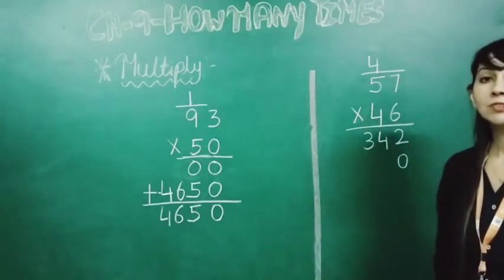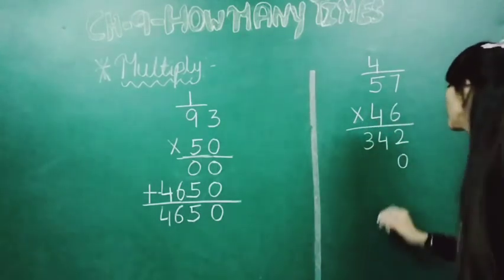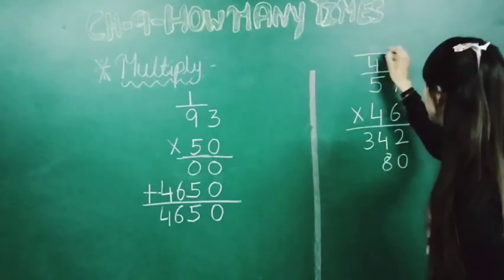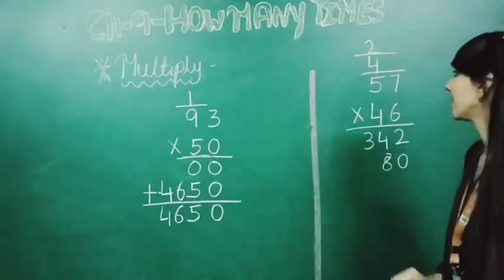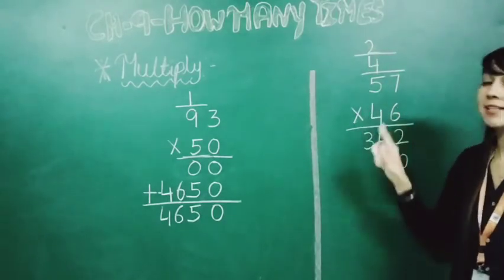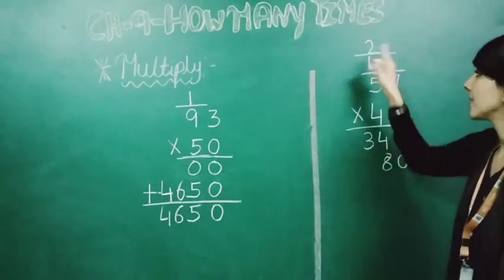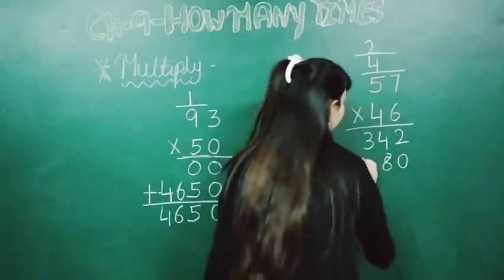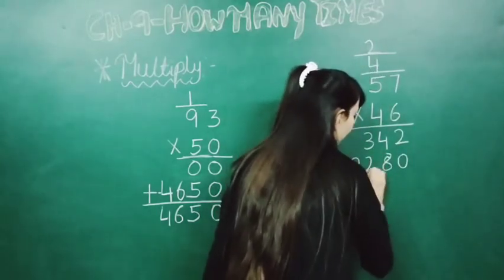4 7s are 28. Yes. So here we will write 8, and here we will carry 2. Okay, that comes in tens place. Now 4 into 5. 4 5s are 20. 20 plus 2, 22. We got the answer? Yes. So here we will write 22.